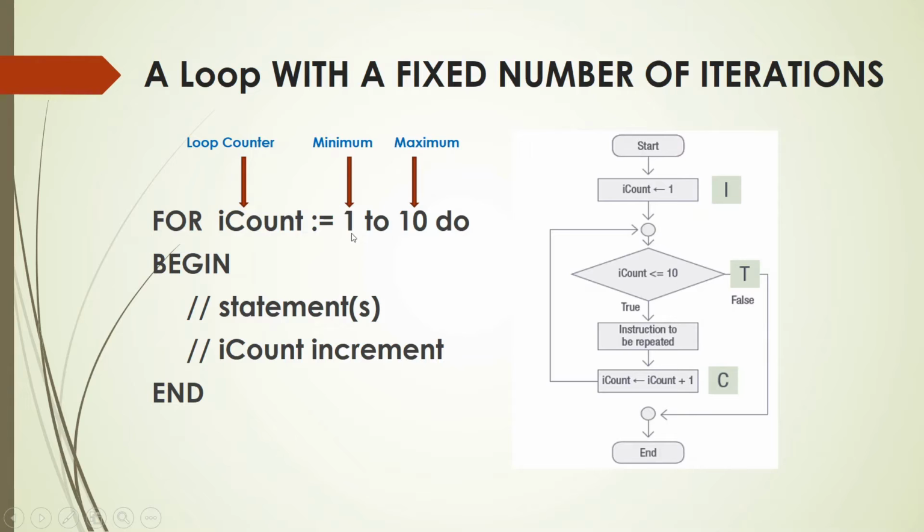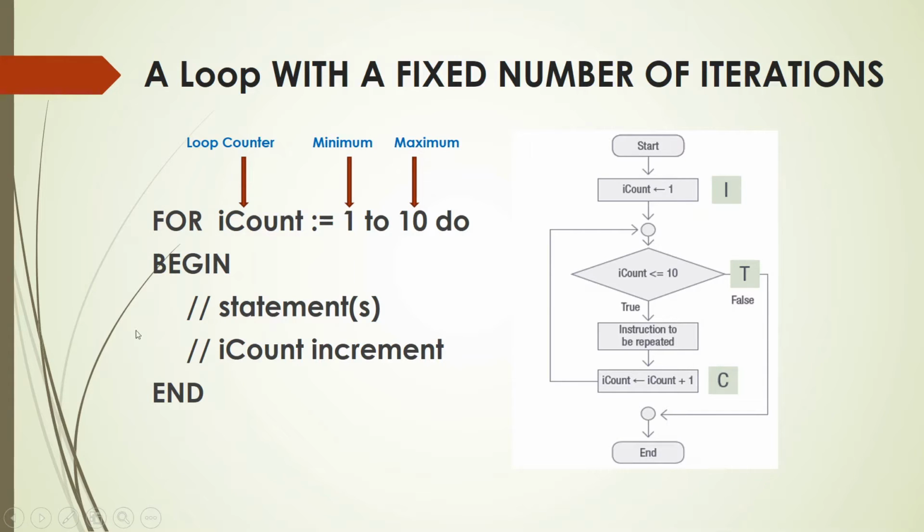My minimum value starts at 1, and my maximum value in this example ends at 10. So it's always your start value to your end value. The start value must always be smaller, so that's your minimum value. And your end value is your maximum value. So the loop is going to run that many times depending on your start and your end value. Note that it ends with do. Do not put a semicolon at the end of do.